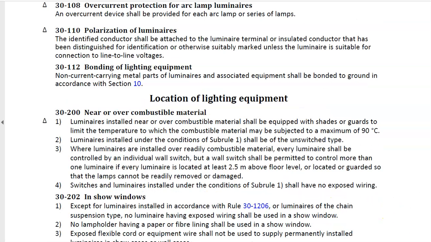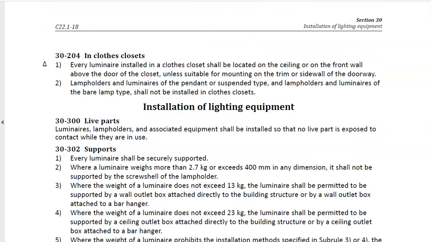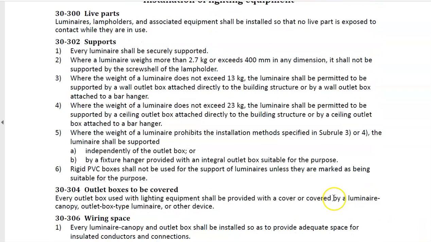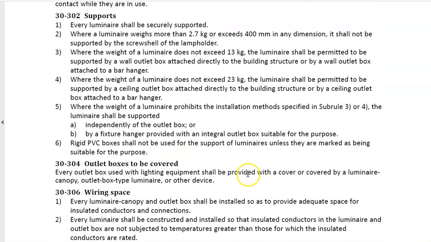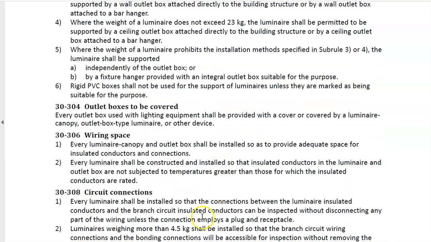All right, let's go down a little bit further into location. We don't need to worry about that. That's stuff that you should have already covered. Installation. This is just going to talk about all luminaires, the way that we need to support them. We have to cover the outlet boxes, the circuit connections, etc.